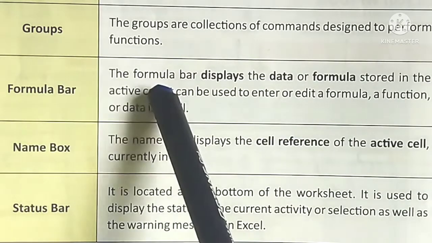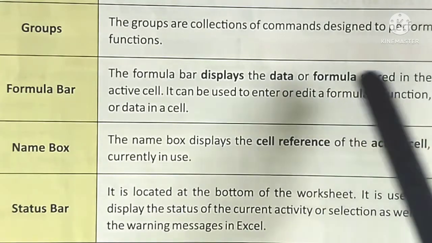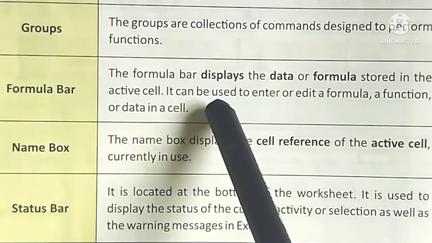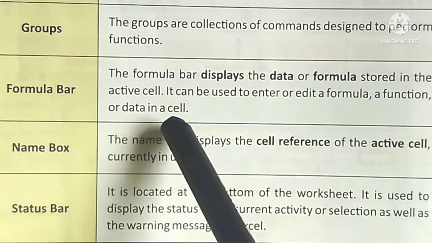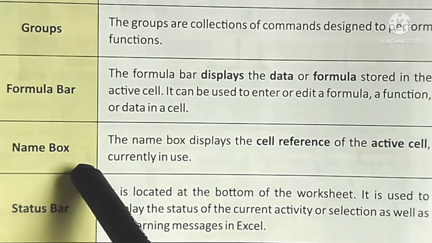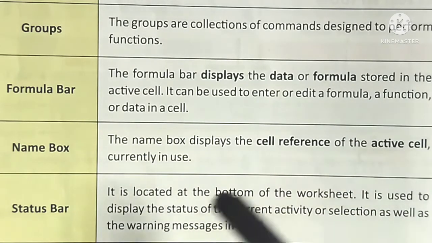Formula bar. The formula bar displays the data or formula stored in the active cell. It can be used to enter or edit a formula, a function or data in a cell. Name box. The name box displays the cell reference of the active cell currently in use.